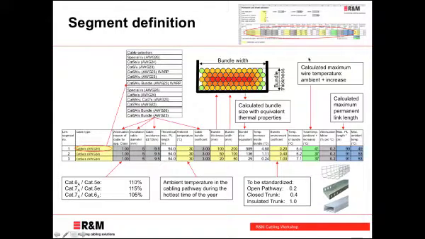With all that input, we can calculate the temperature increase and the maximum temperature of the hottest cable that we have inside, which is basically just applying the formulas from the standardization. And with the maximum temperature, we can also apply the reduction factor for the permanent link, and we end up with a maximum permanent link length per segment.